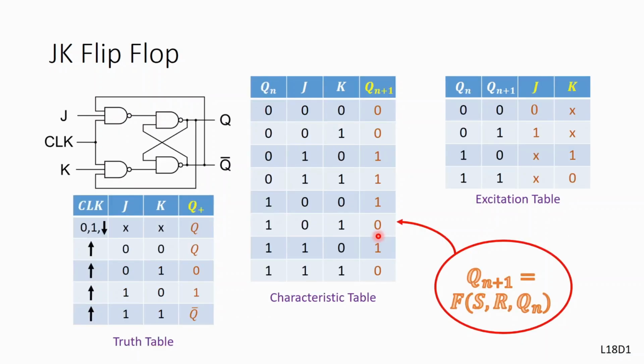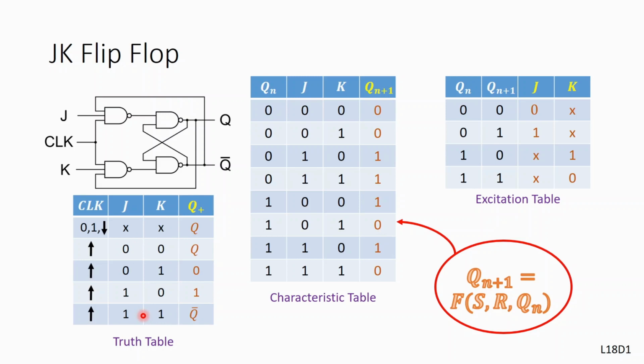Now you look into the characteristic table, excitation table, and the characteristic equation. Same way, you have to form the characteristic table by looking into the truth table, and you have to form the excitation table by looking into the characteristic table. I leave it up to you to verify that this characteristic table and excitation table are fine, and you construct these tables starting from the truth table which I have explained right now.